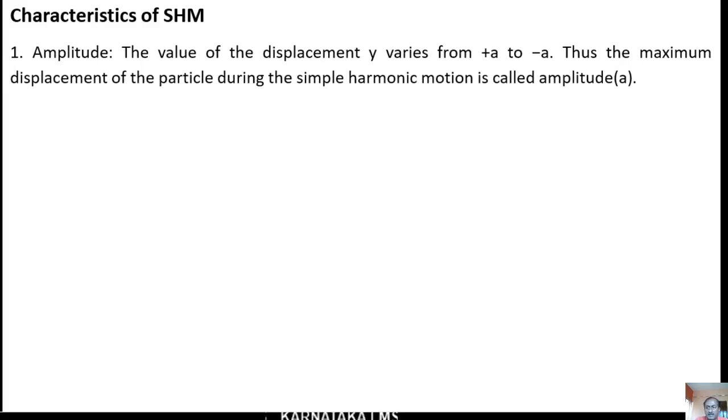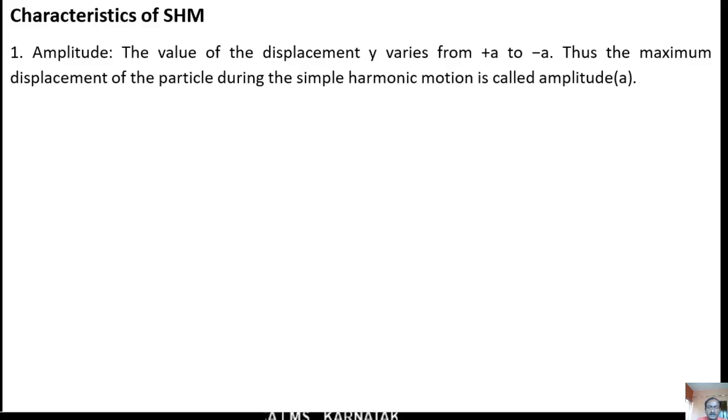Now you can see the characteristics of simple harmonic motion. What are the characteristics behind the particle when it undergoes simple harmonic motion? The first one is amplitude. Here the value of the displacement y varies from plus A to minus A, as you can see in the previous slide's graphical representation. A is the amplitude.